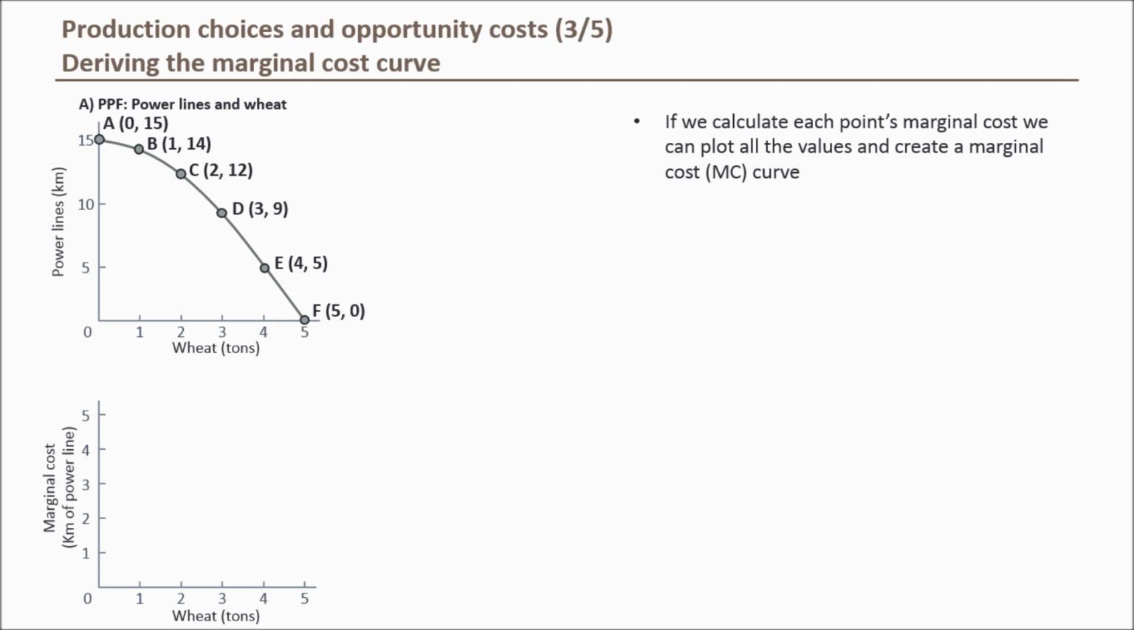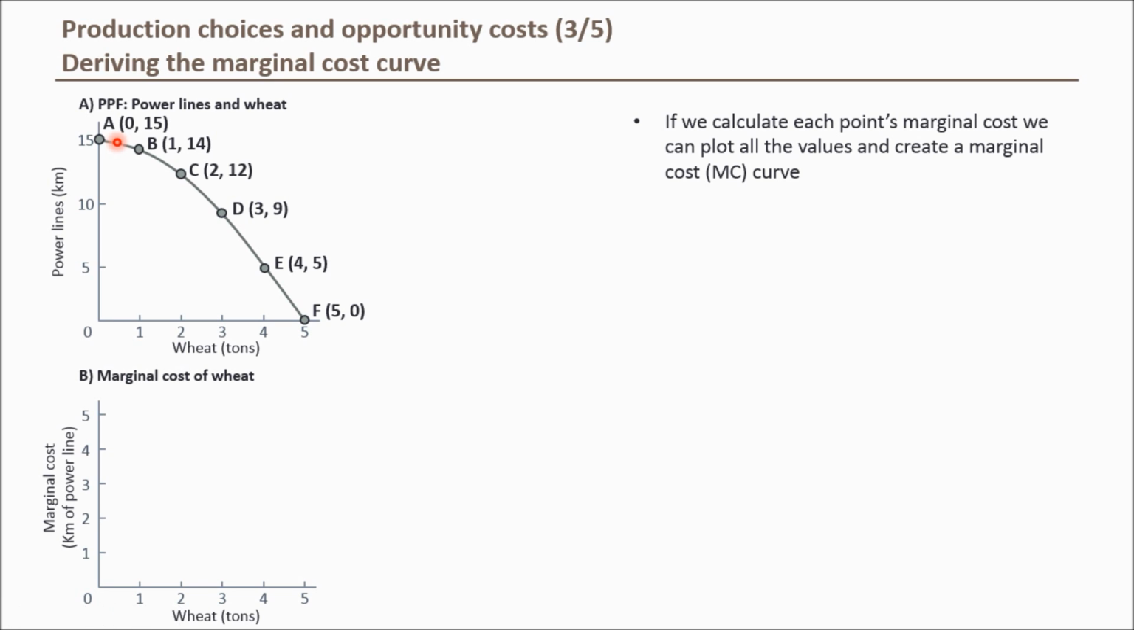We now have the correct axis for our marginal cost curve, which we will call figure B, the marginal cost of wheat. All we need to do now is plot the various points by calculating the marginal cost between each corresponding point on the PPF. So let's calculate the first point. And be very careful, a lot of students get confused at this point.